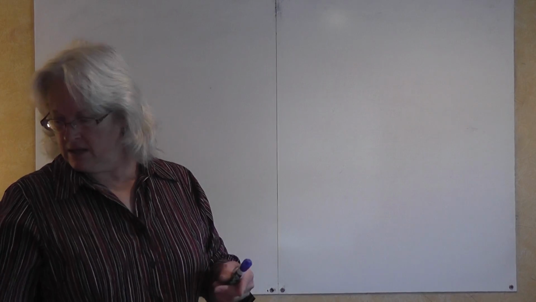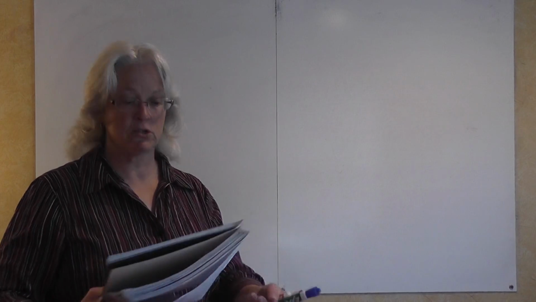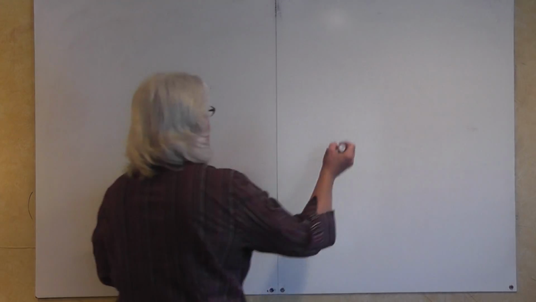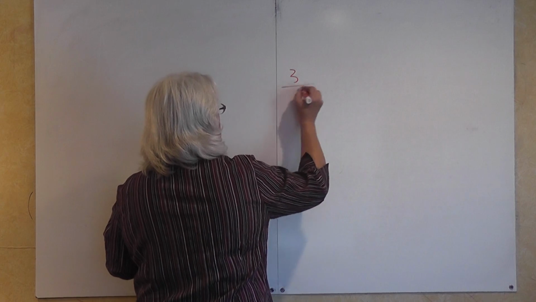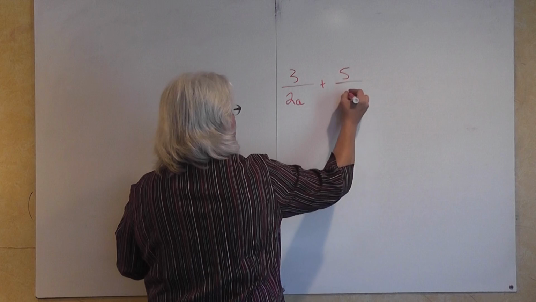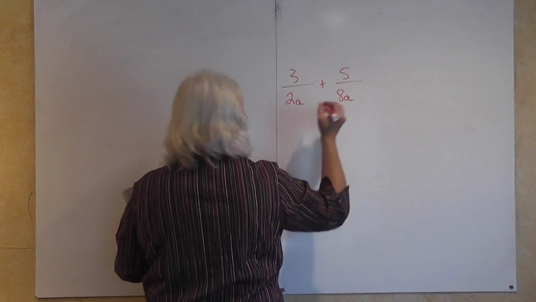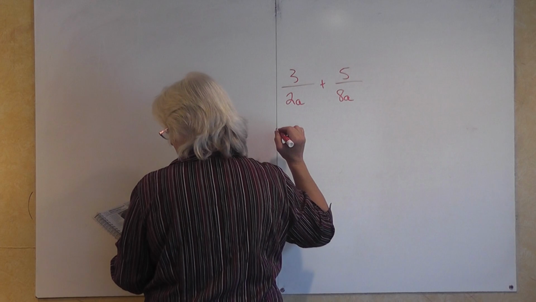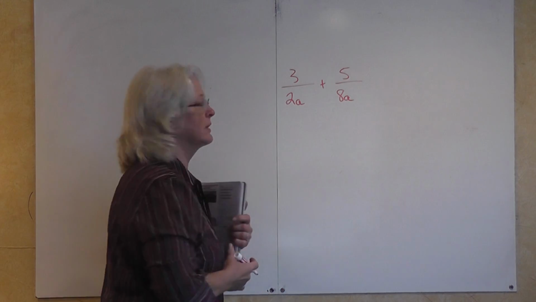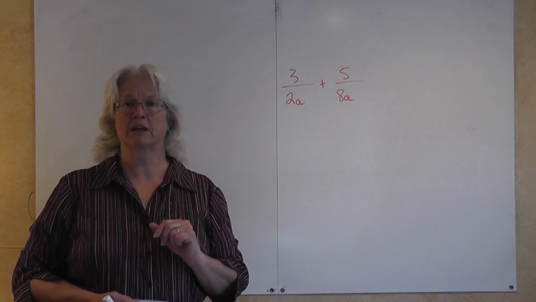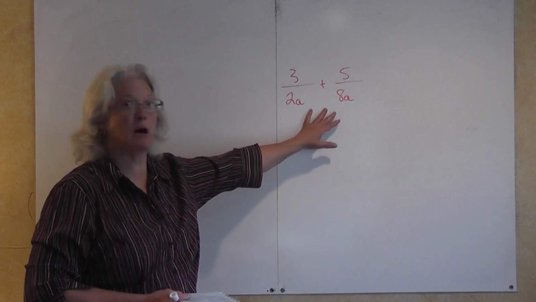And we're going to see this. We're still on page 495. And we want to add 3 over 2a plus 5 over 8a, or 8a squared. Let me see. Okay, we want to add these 2 rational expressions together, and you probably already know that our common denominator is going to be 8a.